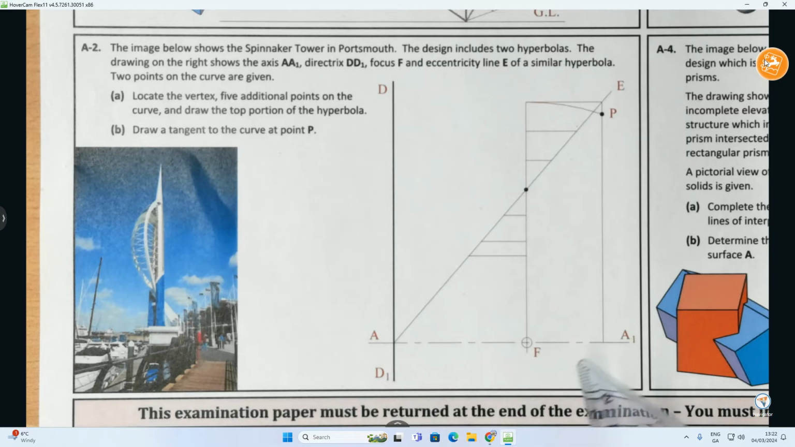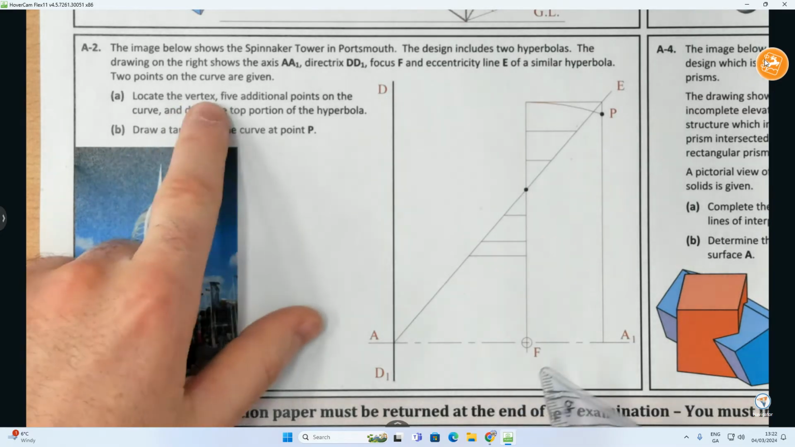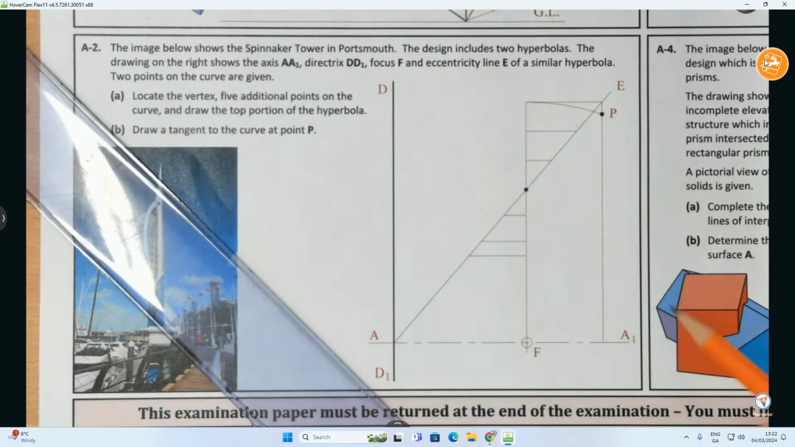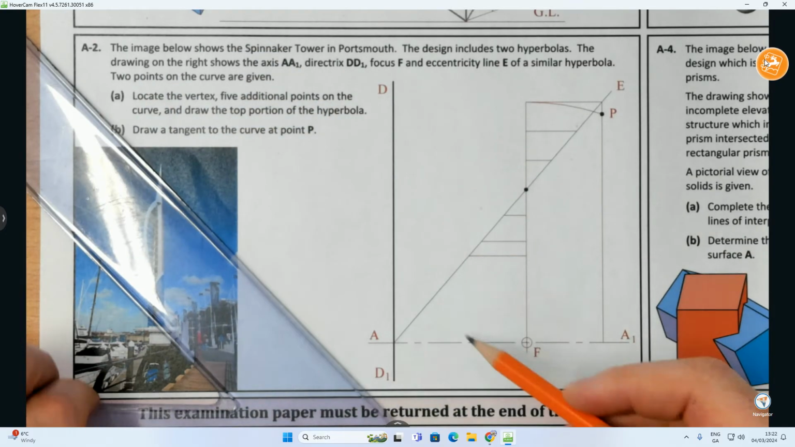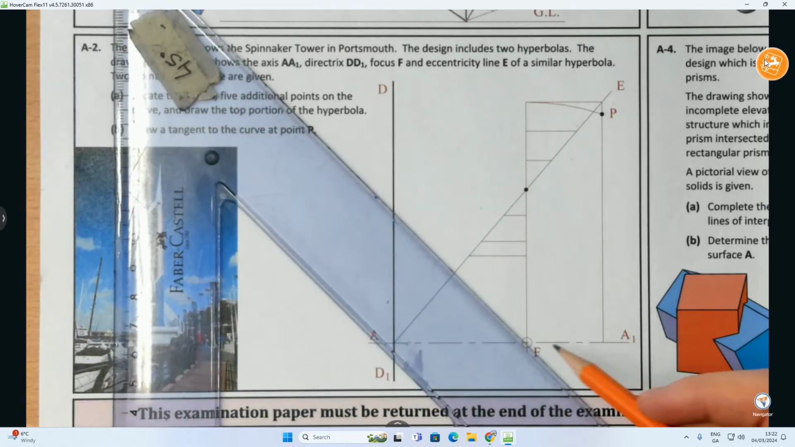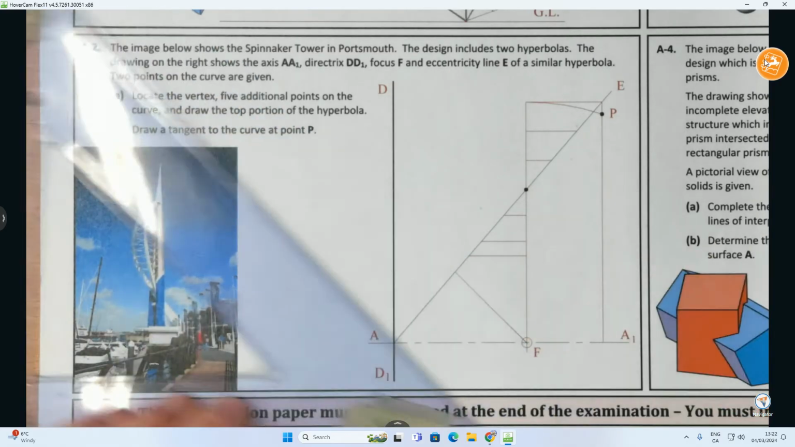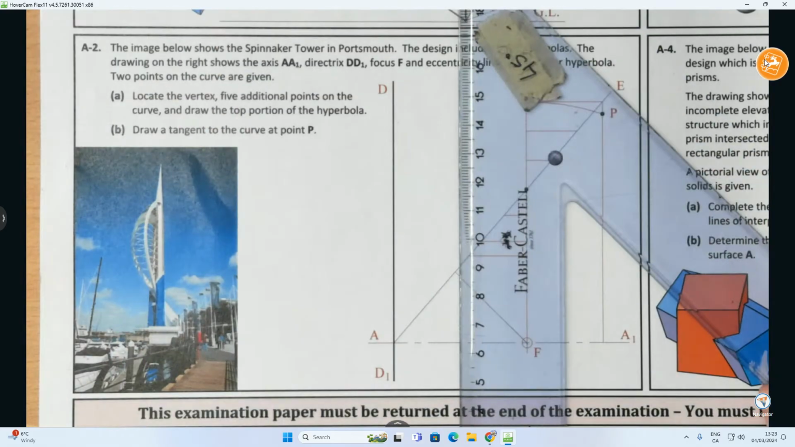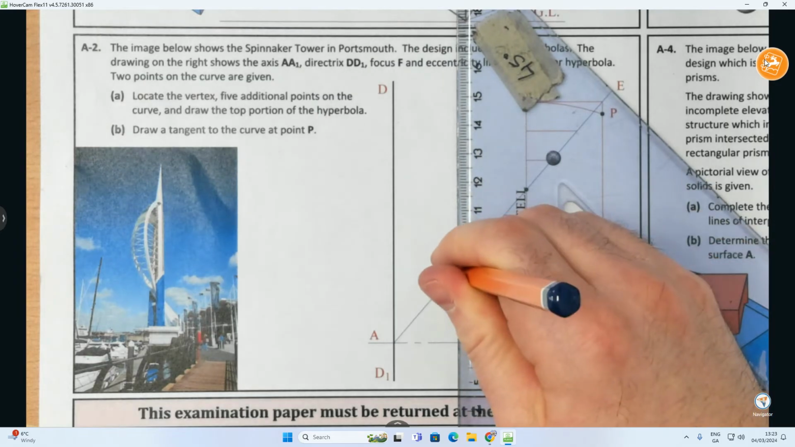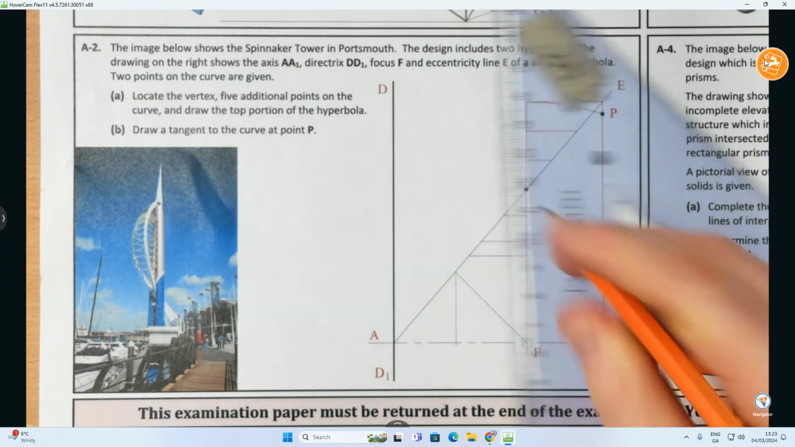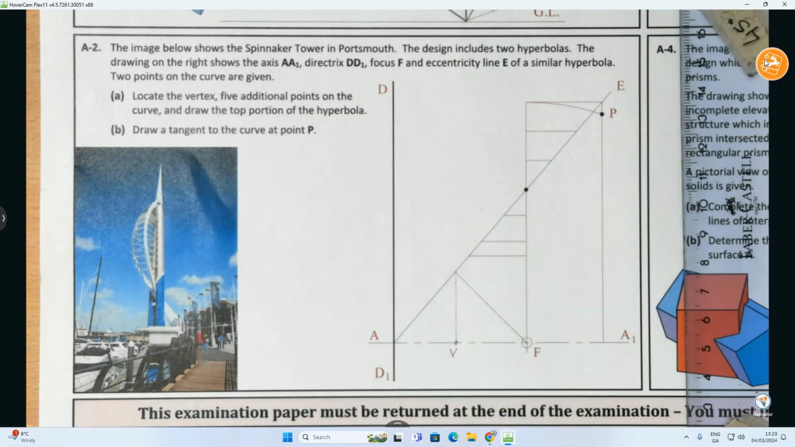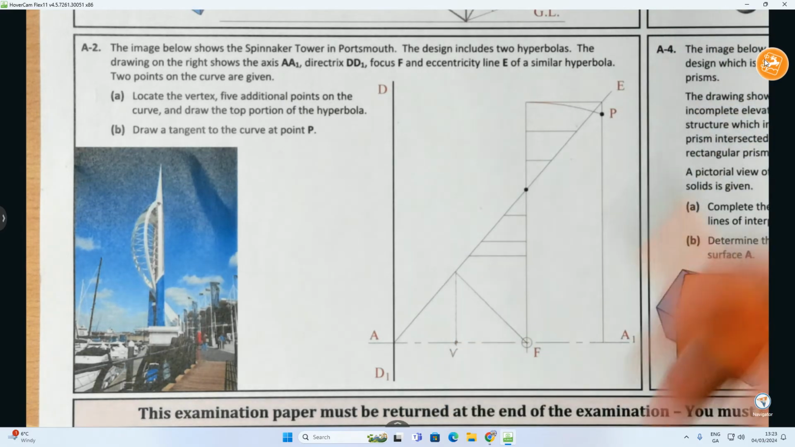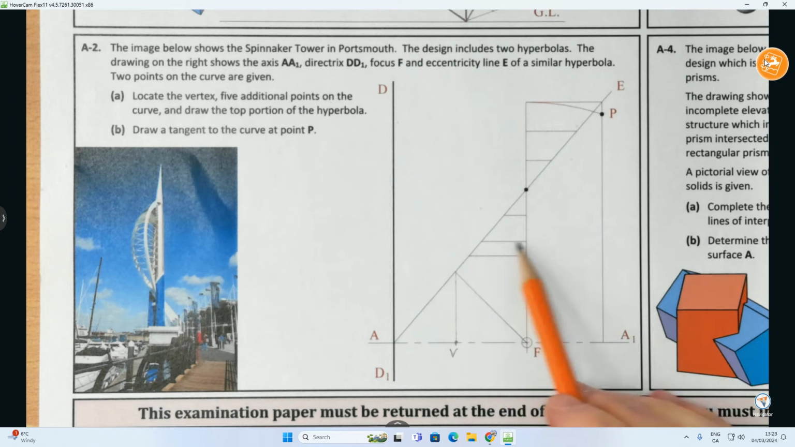Okay, so what we're going to do is, first of all, locate the vertex. It tells us what to do. To find the vertex, all we do is, from the focus, we go 45 degrees to our axis line to hit the line of eccentricity. Where it hits the line of eccentricity, we drop that perpendicular down to the axis. Technically, right there, that is our vertex. Never ever changes.